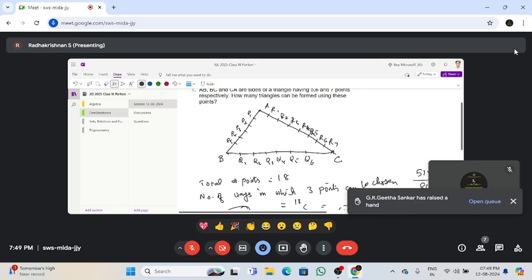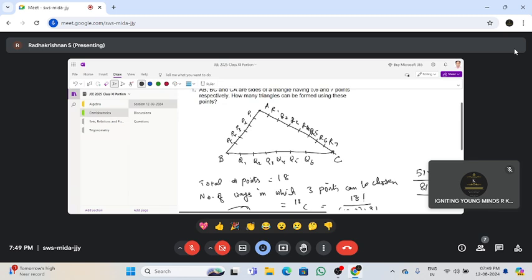If P1, P2 and P3, they will not form a triangle. So if you choose all the 3 points from either P group or Q group or R group, if all the 3 points are from the same group, then it will not form a triangle. But otherwise, it will form a triangle.